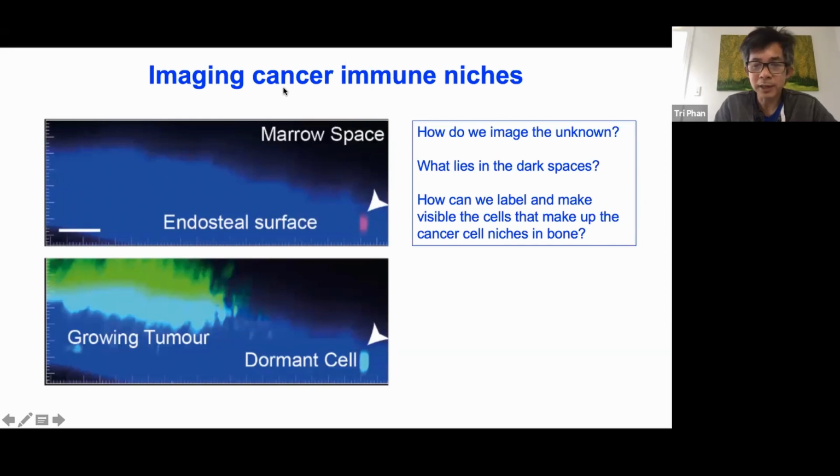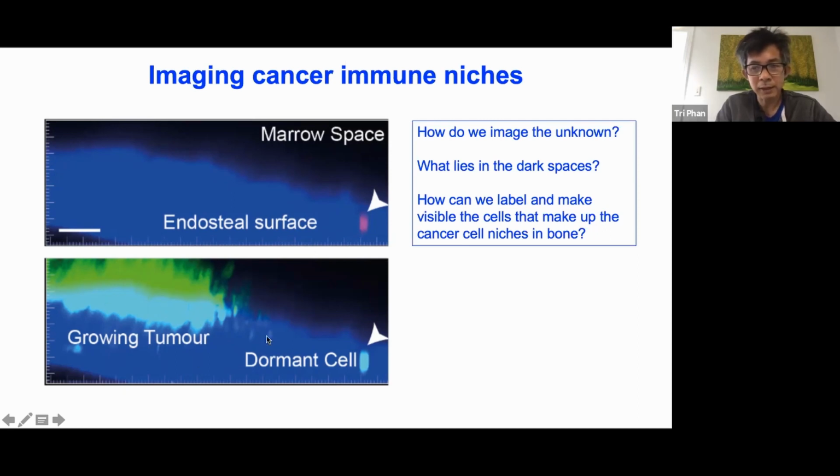This is the marrow space that we're not very good at looking inside. And here is a single solitary dormant cancer cell. The tumor cells are green, and red is a label, a dye that gets diluted when cells divide. So the dormant cancer cells, because they haven't divided, have retained the dye. And here's a growing tumor cell.